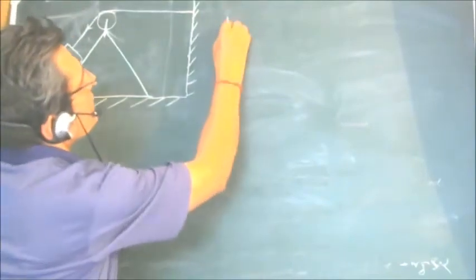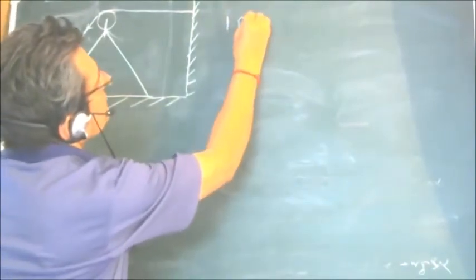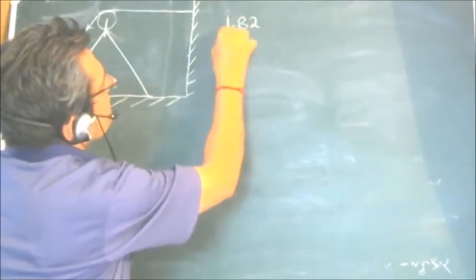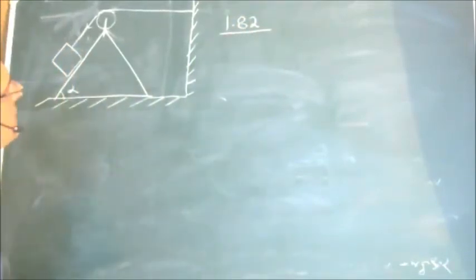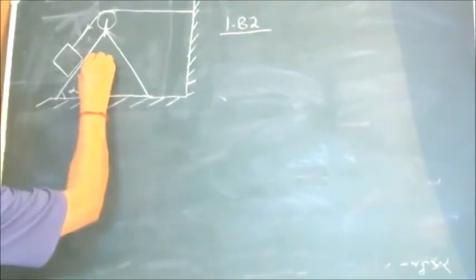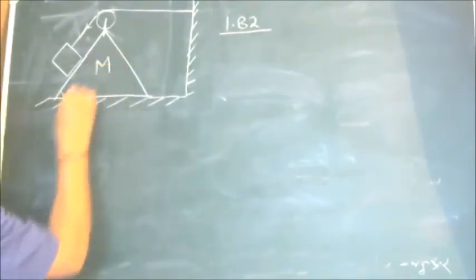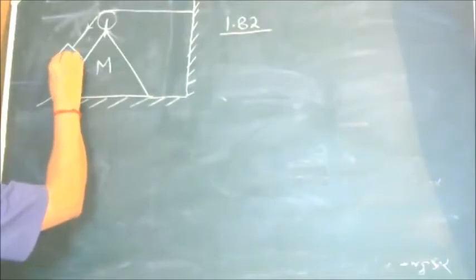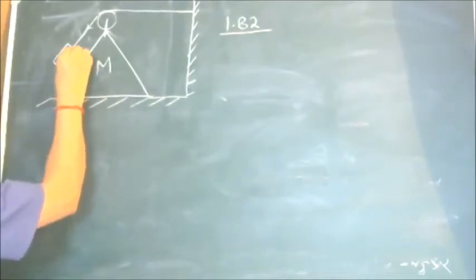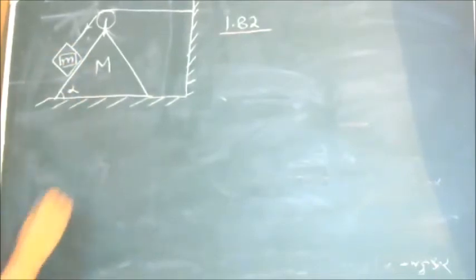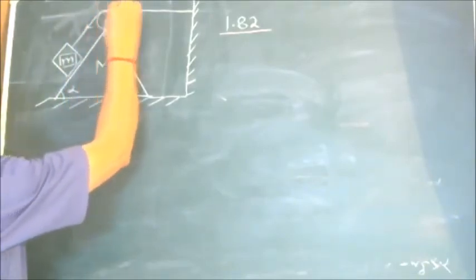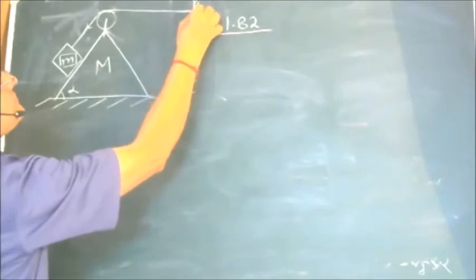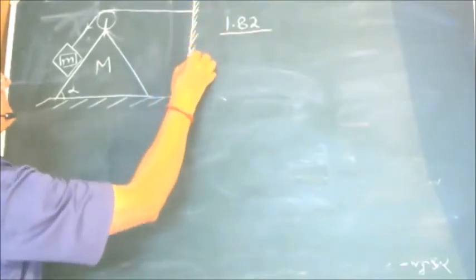Problem 1.82 from Irodov. It's an interesting problem where there are many concepts. The problem is this: a wedge with mass M, and this is a mass m. Small m is the notation for the mass. It is connected by a string which passes through this pulley and is attached to this wall.